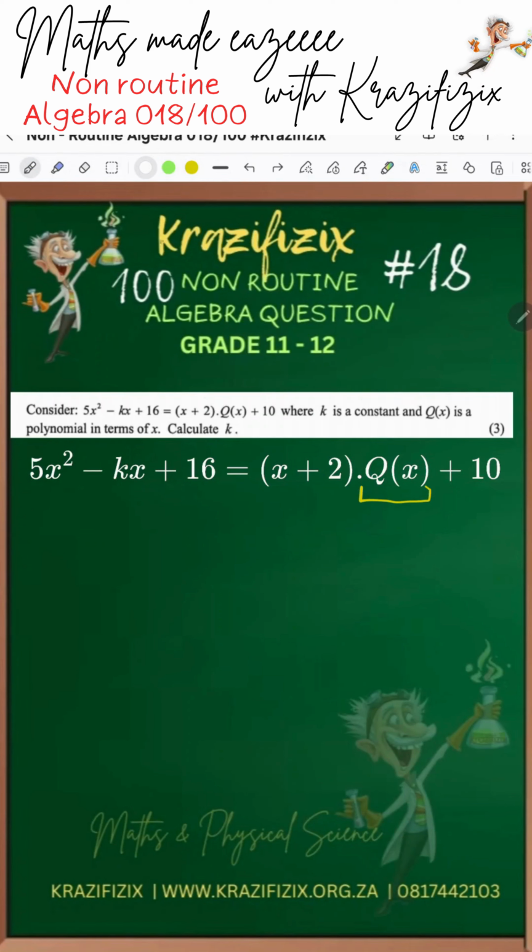18 of our series. Now, if you look at this question, consider 5x squared minus 4x plus 16 equals (x plus 2) multiplied by q(x), then plus k, where k is the constant. Okay, so we don't know that constant. And q of x is a polynomial in terms of x. Now, that q is always called the quotient. What does the quotient mean?